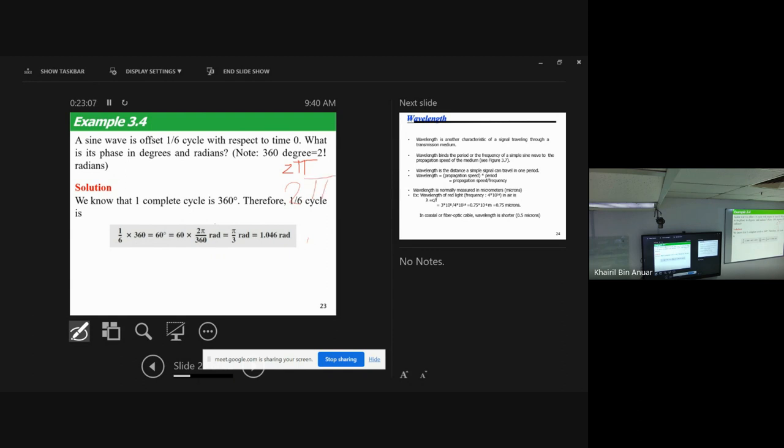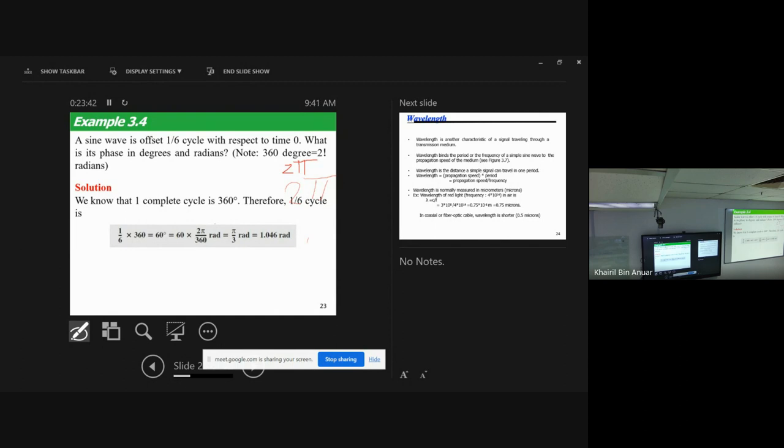From this, here is another example that you can look into. A sine wave is offset 1/6 of a cycle with respect to time zero. What is the phase in degrees and radians? In total you will have 360 degrees. So 1/6 of 360 is 60 degrees. If you want to convert it into radians, you have to multiply 60 by 2 pi divided by 360 radians.